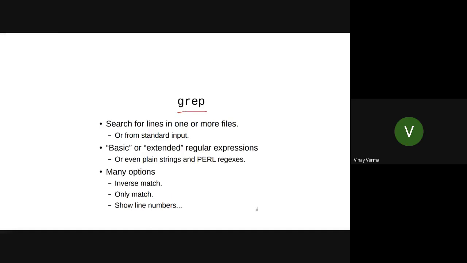Then searching. So how to search? We have learned a new command, that is grep. It just searches for lines in one or more files or from standard input. So what it means is, if you are doing ls, and we know that ls will give us various file names, we can search in that also, or we can also search in the file itself. Okay. So that's it. And inverse match, only match, and show line number are the options in that. So show line numbers will show which line number is containing this.